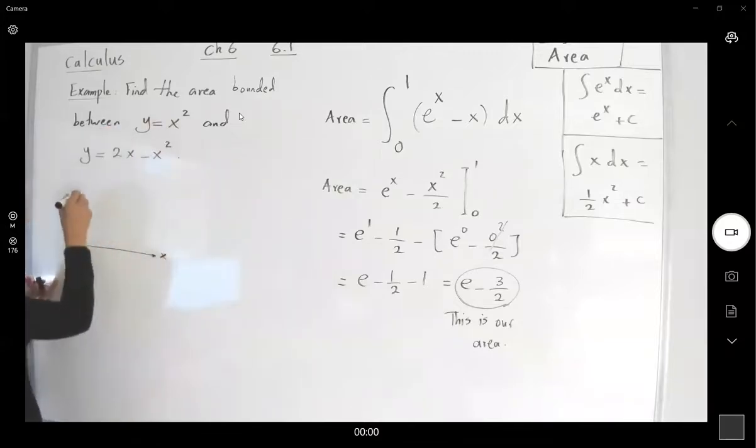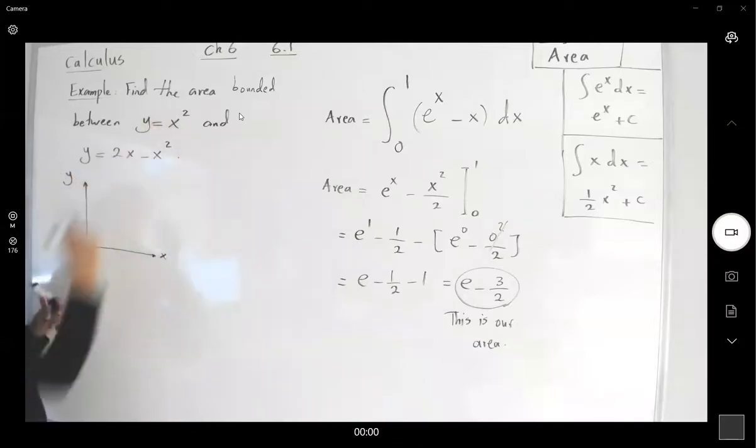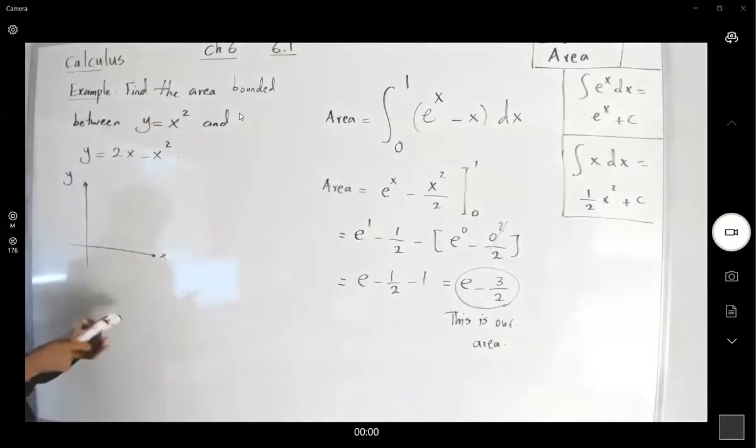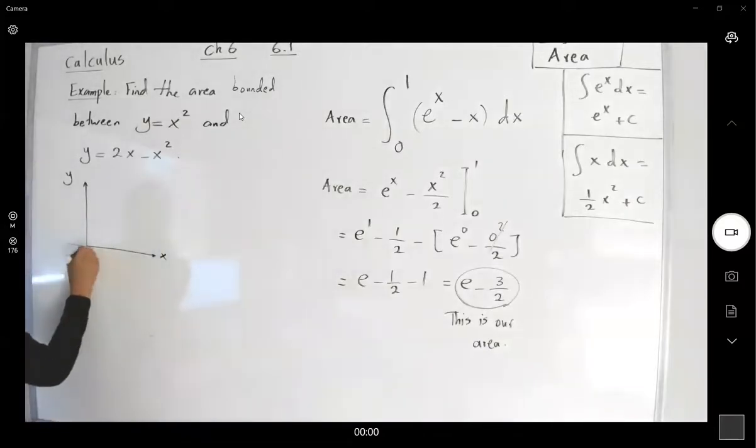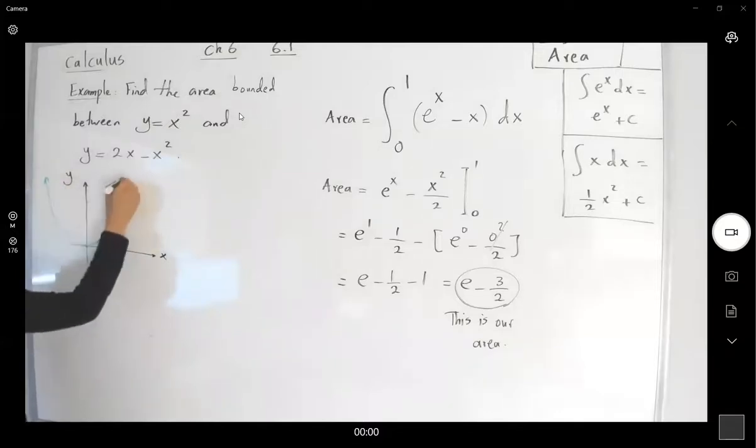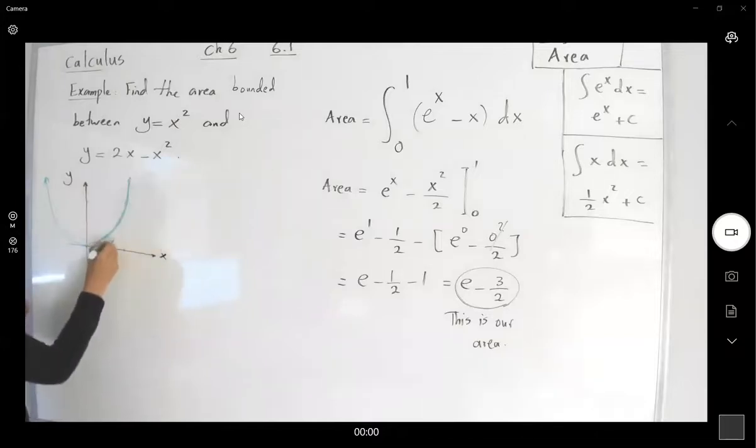Here we have our x-axis, here we have our y-axis. So y equals to x squared, I already know how to graph this guy. 0, 0, 1, 1, negative 1, 1. So this is my y equals to x squared, and it's symmetric with respect to y-axis.